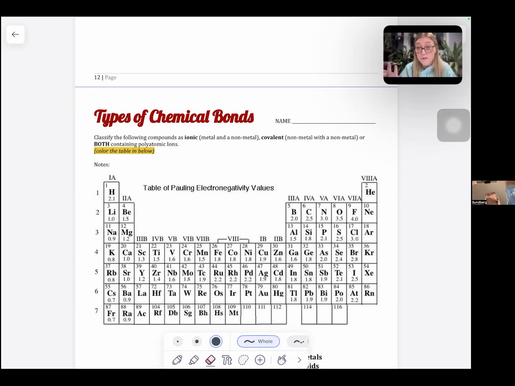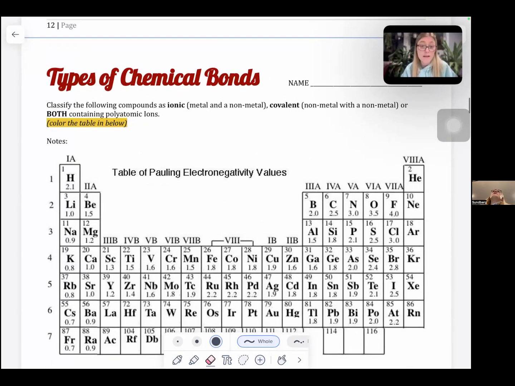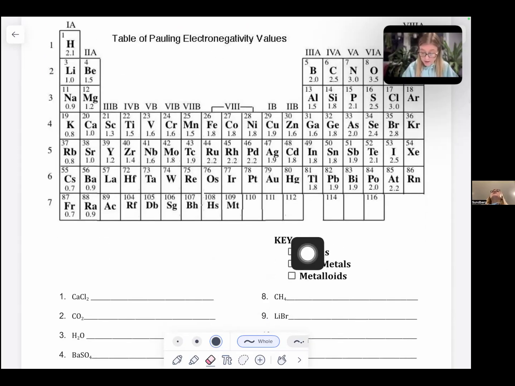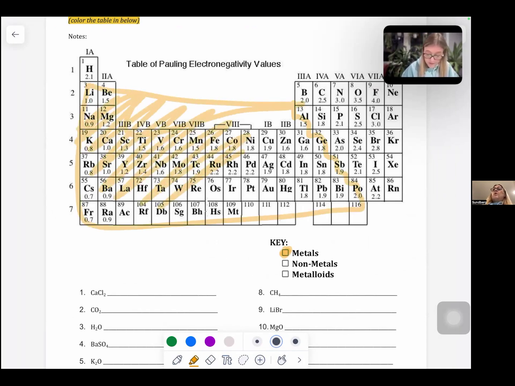The first is using our periodic table. So I'm here on page 13 in your packet, and page 13 in your packet has a periodic table that looks like this, and a little key or legend right down here at the bottom. Let's start by just labeling our metals with an orange color. All of the elements in this area are the metals. So I'm just going to quickly color them orange. These are all metals.